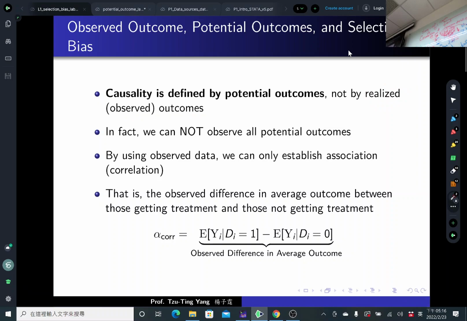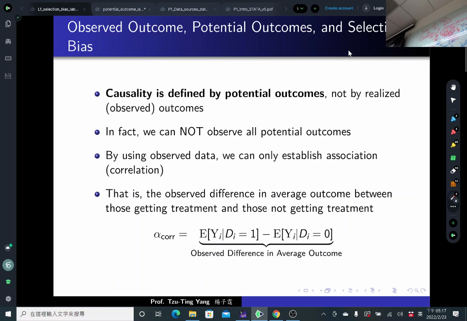Okay. But the problem is, in fact, we cannot observe all potential outcomes. We can only observe two groups of people, one gets this outcome, one gets another outcome. That's something we can do. So if we do not use any method, just directly use the observed data, the observed outcome, we can only establish the correlation, the association. Sometimes we call it association. We just know this variable and that variable move together or not. But we don't know whether this variable really caused that variable to happen.